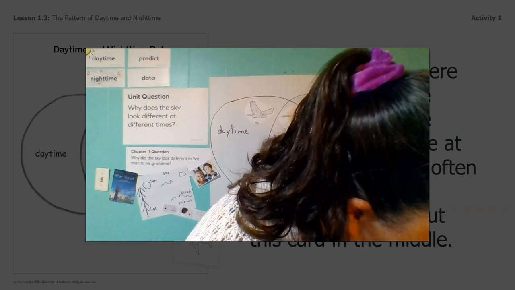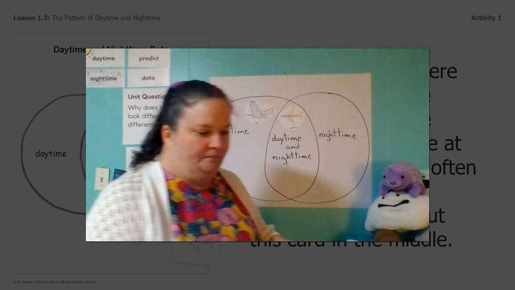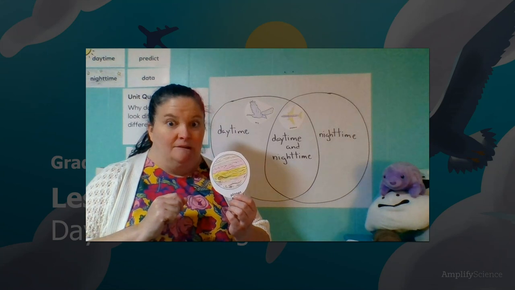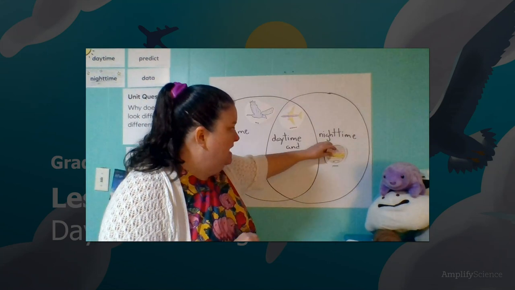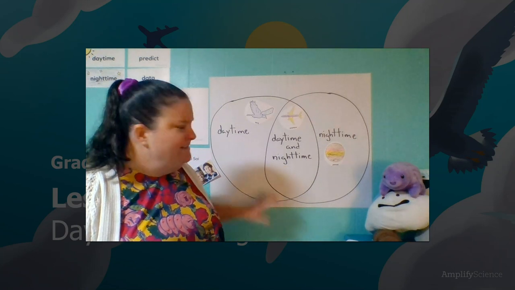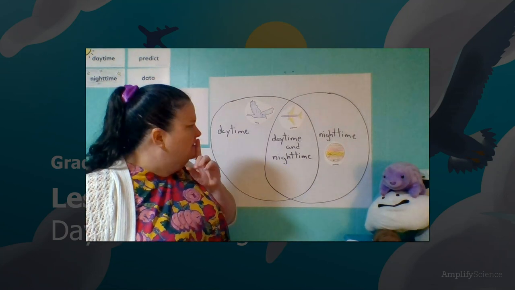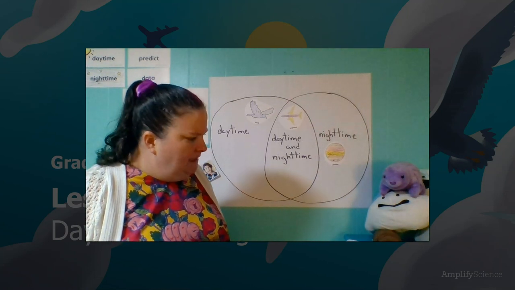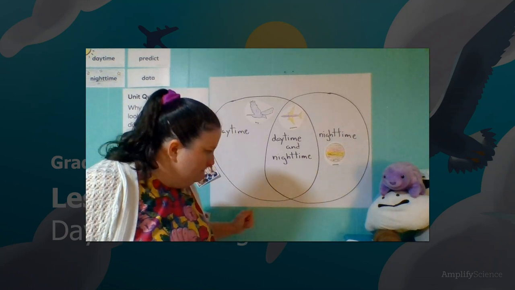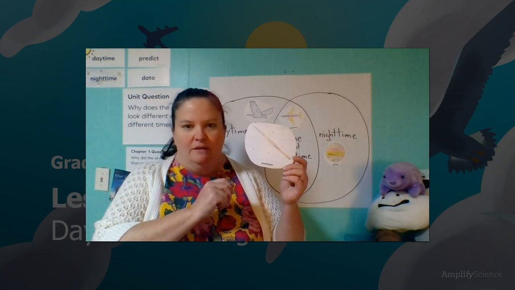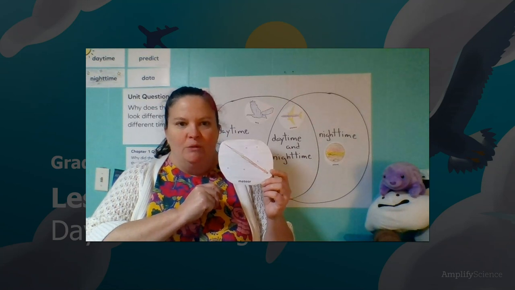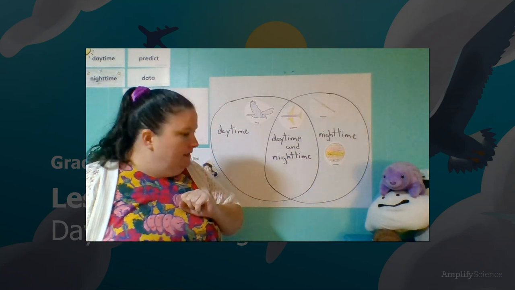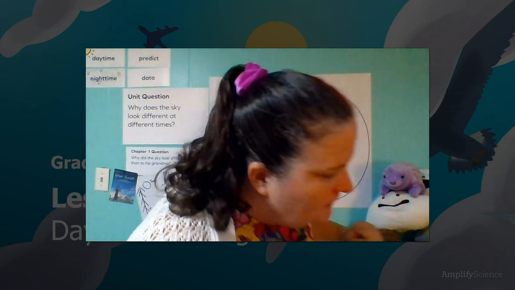What's next? Here's a fun one. Planets. When would we see planets in the sky? I think nighttime. I've never seen a planet during the day, but maybe you can. I don't know. Well, I'm gonna put it there, but I might be wrong, and that's okay. How about a meteor? Do you remember when they saw the meteor in the book? I do too. It was at nighttime.